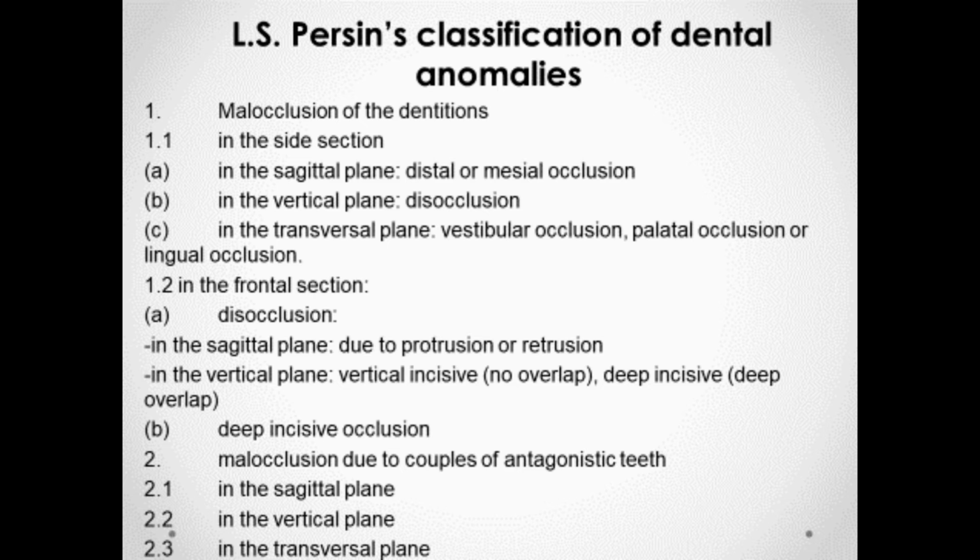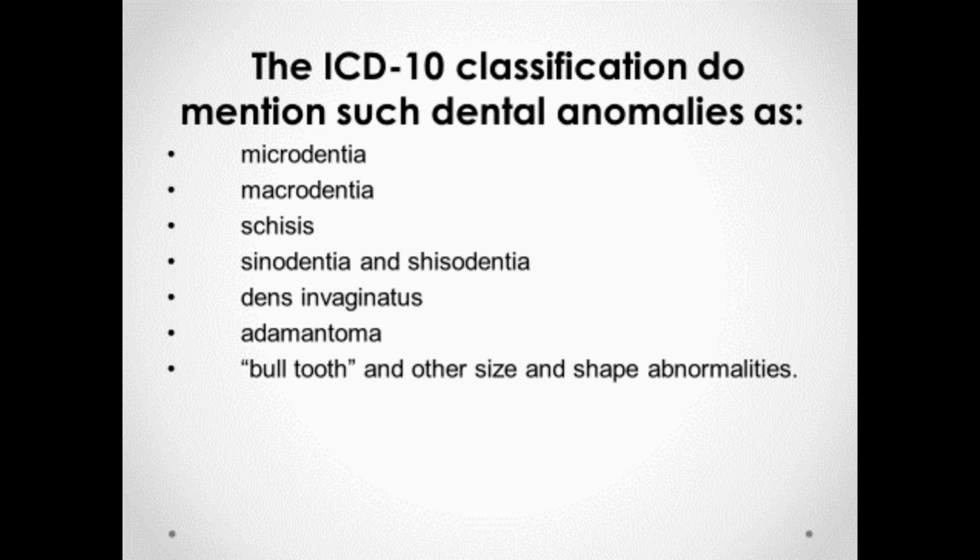in the transversal plane. The ICD-10 classification mentions such dental anomalies as microdenture, macrodenture, schisses, synodenture and schissodenture, dens invaginatus, adamantoma, bull tooth, and other size and shape abnormalities.